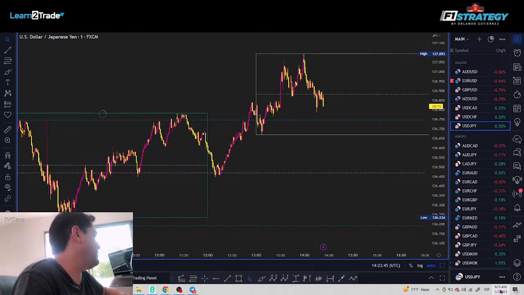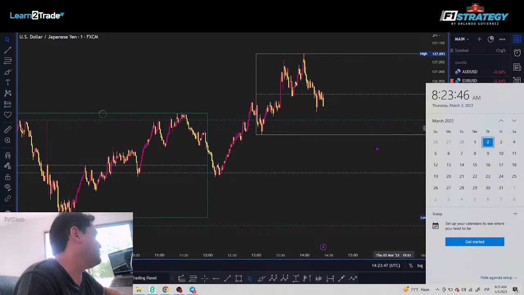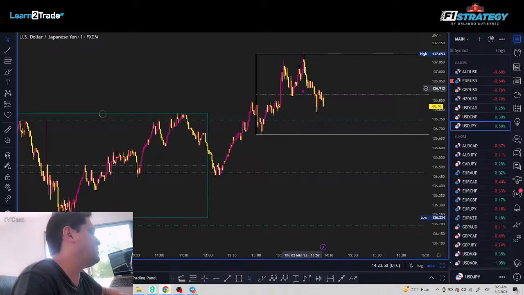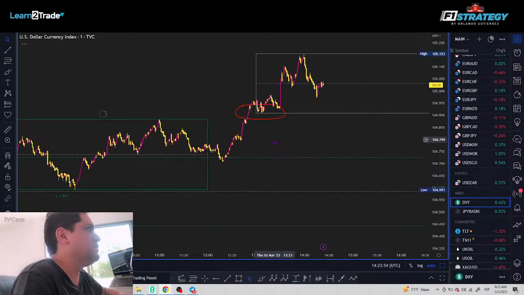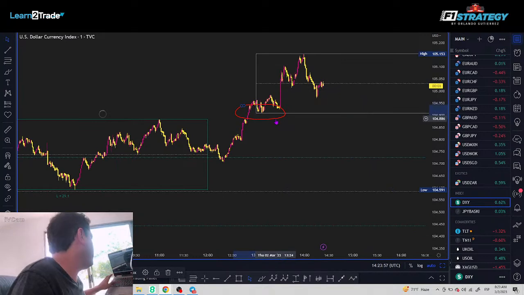2 minutes 15 seconds until the market opens. So we are going to look at these possible pullbacks on the US dollar.